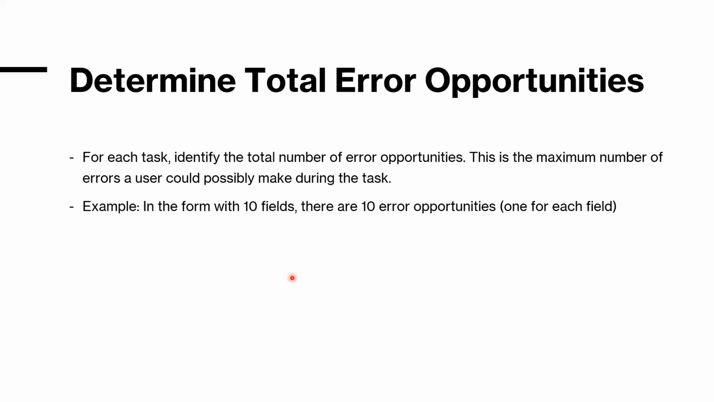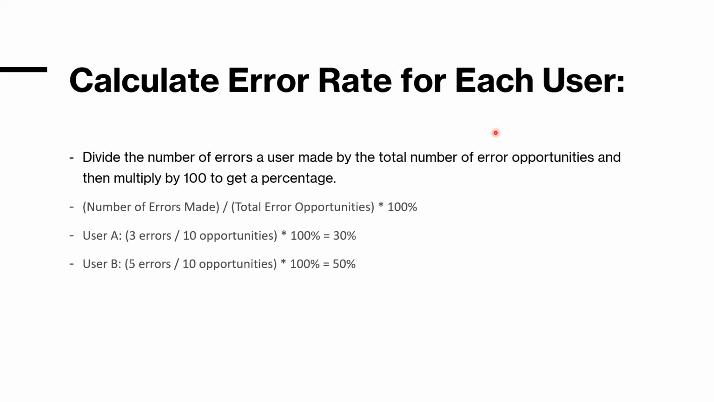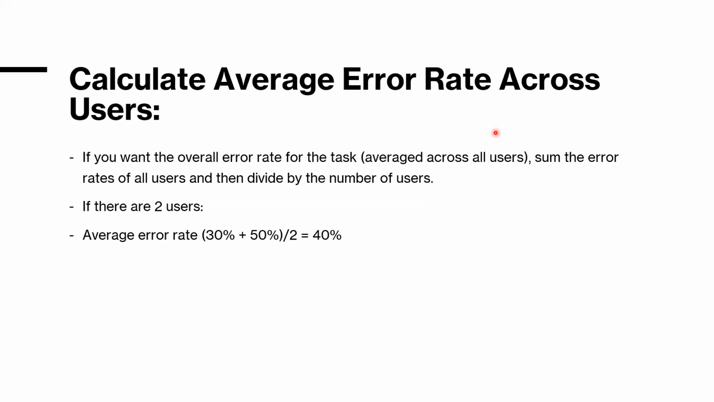So the procedure is: you need to determine the total error opportunities. If you have 10 fields, you have 10 error opportunities, of course. It depends on the system that you choose. Then count the number of errors made. Count basically means that you observe, you record, and you count. Then you calculate the error rate for each user: the number of errors over the total number of error opportunities, times 100.